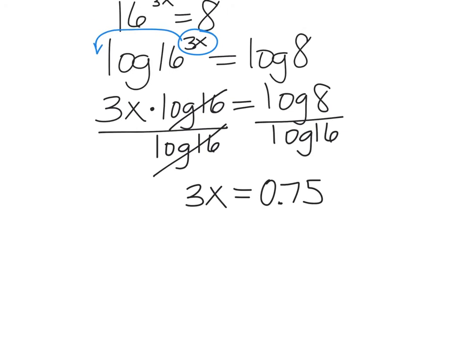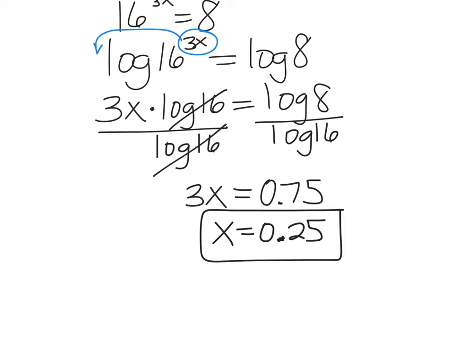And then divide by 3. So x is 0.25. This one is a nice one. It turned out to be just 1/4. It's a really nice decimal answer. Most of them aren't going to turn out so nice.